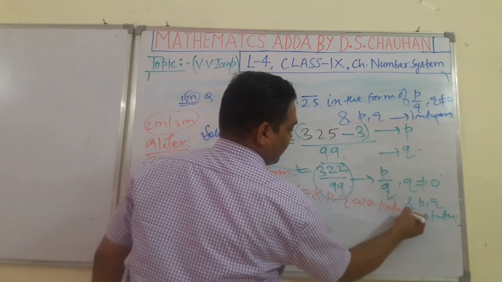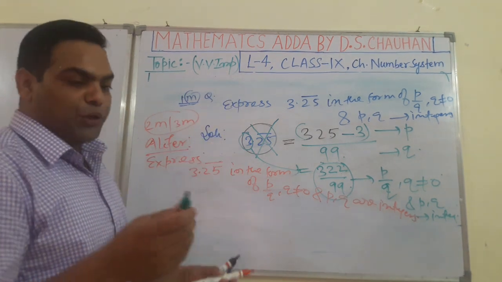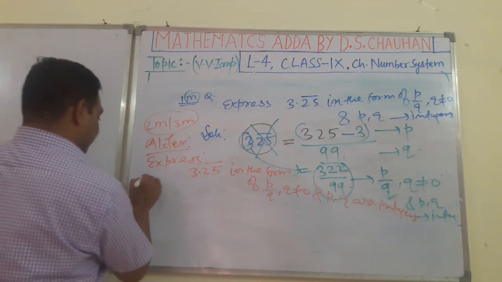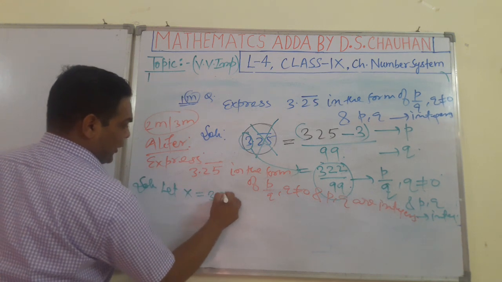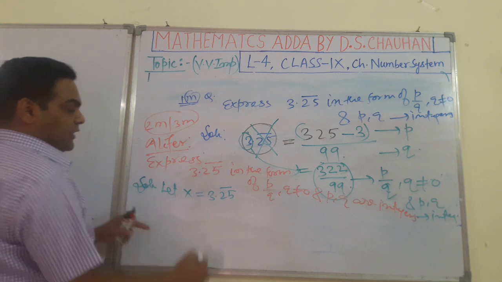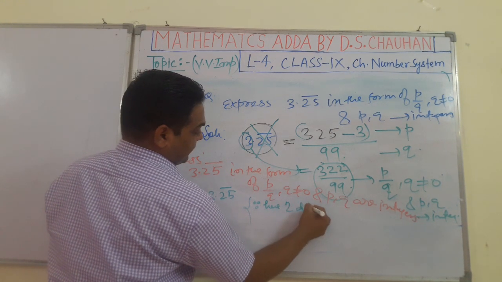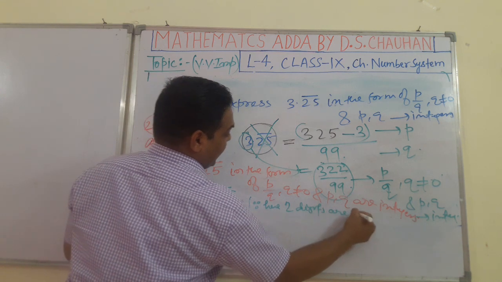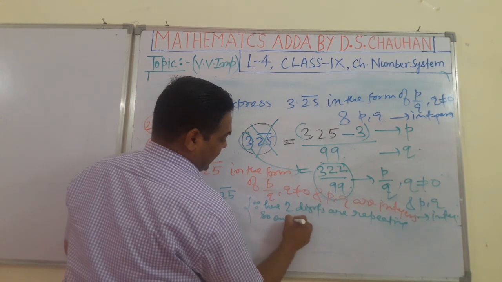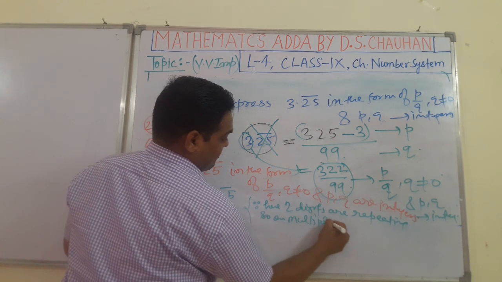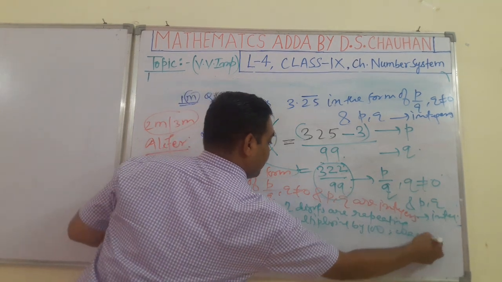See students, in this case, what to do? As we did in the previous two questions, in the same way you have to do. Solution. Let x equal to 3.25 bar. Since two digits are repeating, on multiplying by 100 what do we get, students?